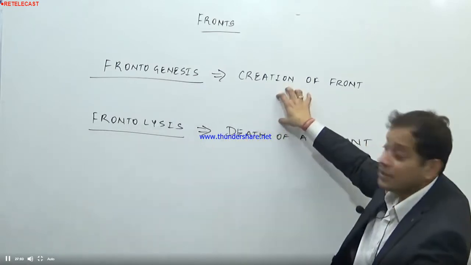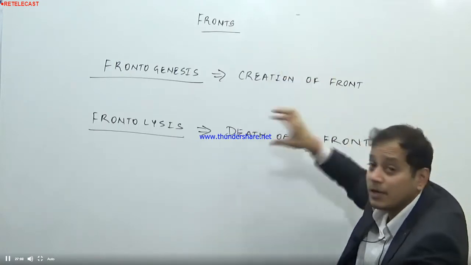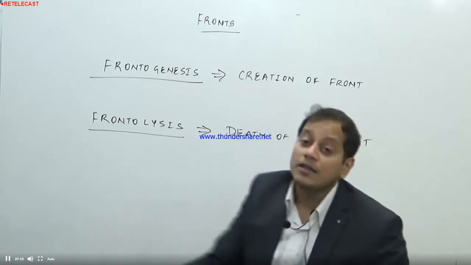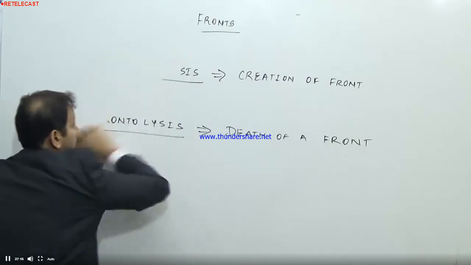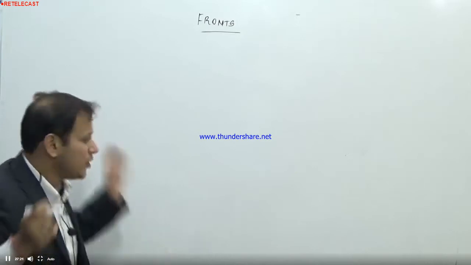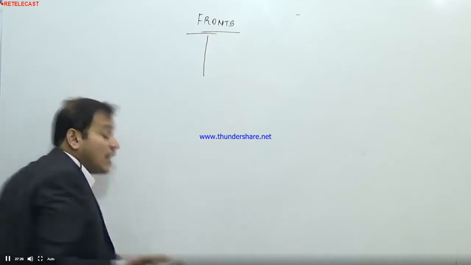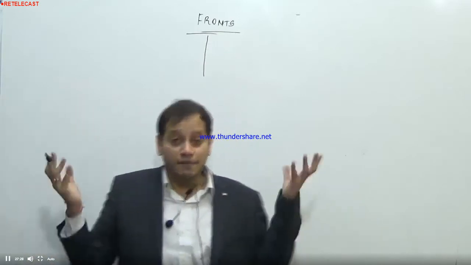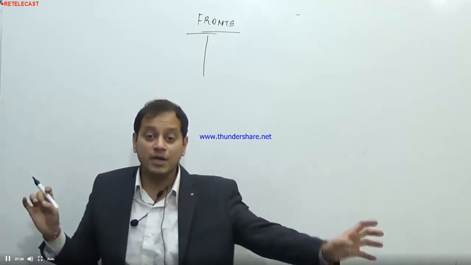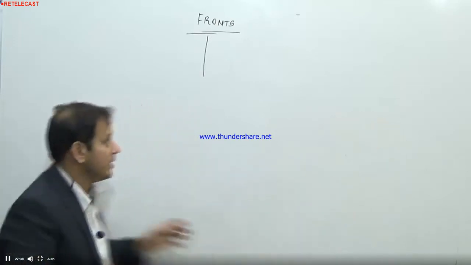As I told you, frontogenesis is the first stage in the creation of a temperate cyclone, while frontolysis is the end of the life of a temperate cyclone, the end of a front itself. If we try to study the fronts, they can be classified in 4 different ways, though we are mostly concerned with 3 types of fronts. If they ask you the question, classify the fronts, you will have to give the definition of a front, and then the fronts can be classified in the following ways.